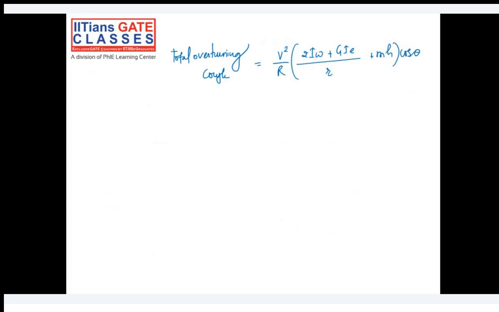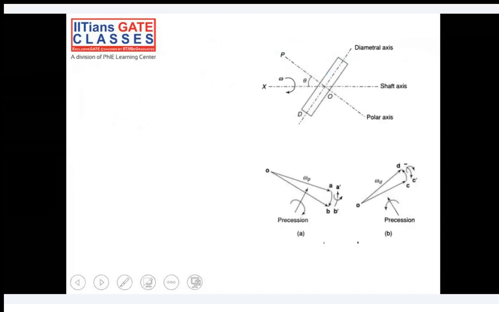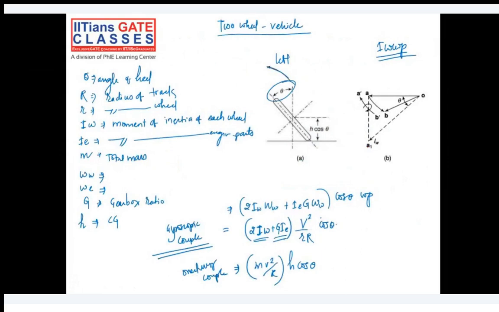This is what we can say is the total overturning couple. So when will we say that the two-wheeler will be balanced? Let's forget about the road. If you are driving a vehicle and if you increase this theta a lot, there is a chance that the vehicle will skid. In order to avoid that skid, we consider the balancing couple due to the weight of the vehicle.